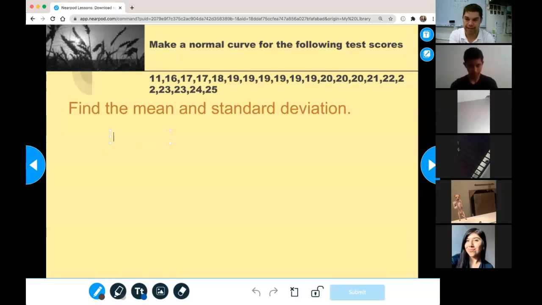So on the calculator, press stat, and then press enter, and then press enter. And that's going to be edit a list, and you're going to see L1, L2, L3 for your list. So we're going to enter the data into list 1. So go to list 1 and enter 11, 16, 17, 17, 18, 19, and so on. There's 21 numbers, so we want to make sure we enter the data into the list properly.